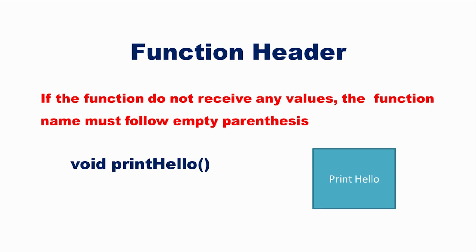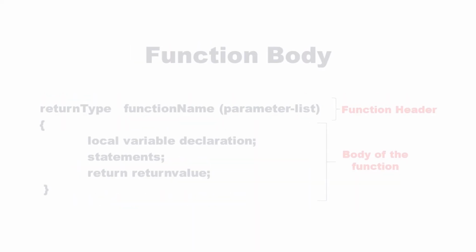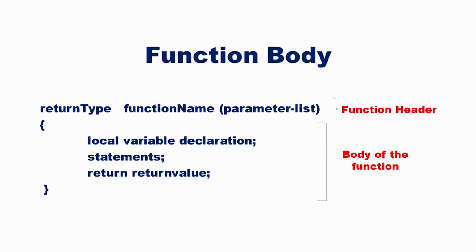Since the function does not return any value, the return type is void. Print hello is the function name. Since the function does not require any input values, empty parentheses are mentioned after the function name. Instead of empty parentheses, we may also write the keyword void inside the parentheses. Now, let us discuss the function body.